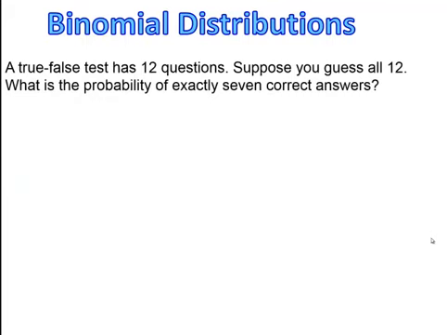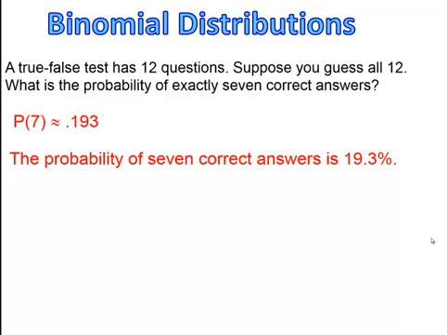Pause and try. So the key information here is what is our percent of success? And because it's a true or false test, it's a 50% chance. So you had to find that information in this before you could go any further. And once you find that, then you can find the probability of exactly 7 correct answers. And that would be 0.193. And the probability of 7 correct answers is 19.3%.